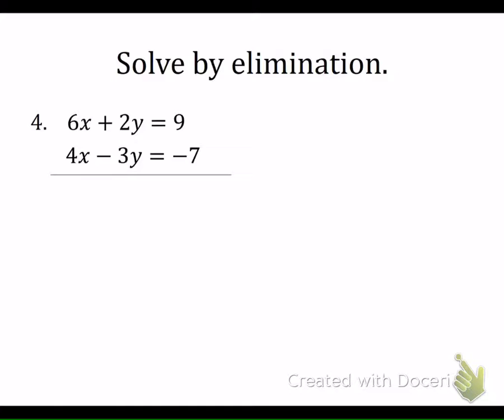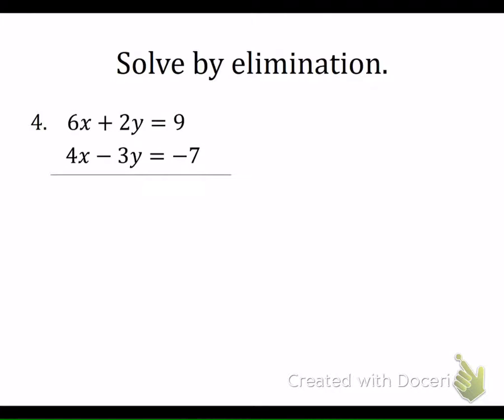On this one, it's not as simple as the last ones. First of all, the first 2 problems we already had opposites. If we added them, one of the variables would be gone, which would be great. In the last one, the numbers went into each other. 2 doesn't go into 3, 4 doesn't go into 6. So I'm actually going to have to multiply both equations by something.